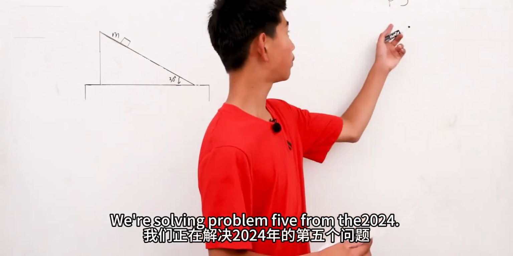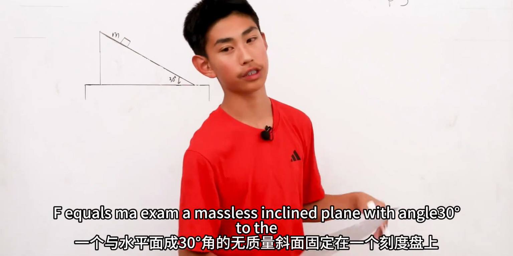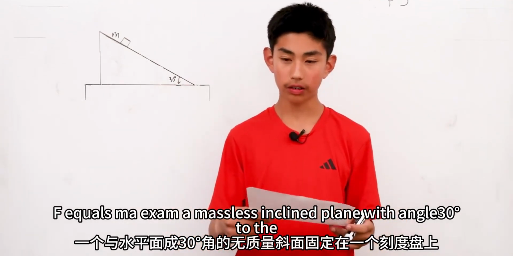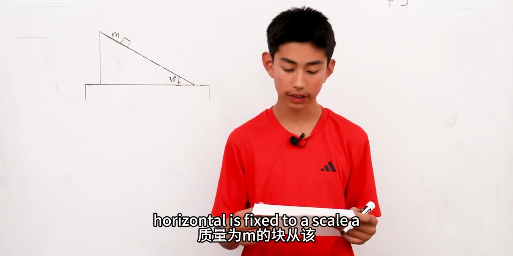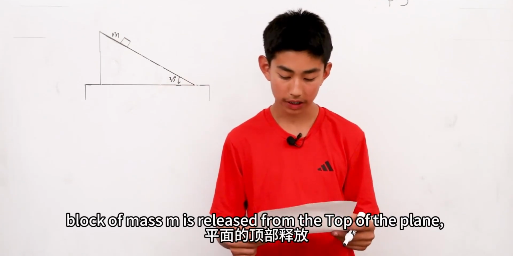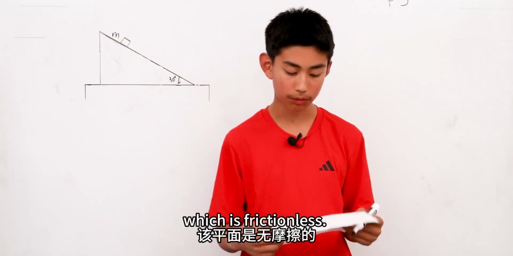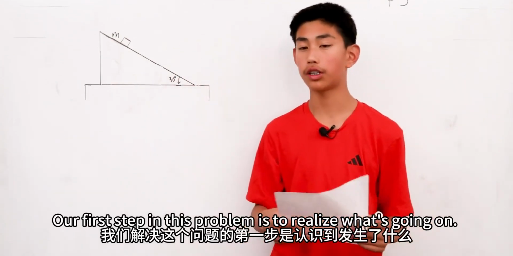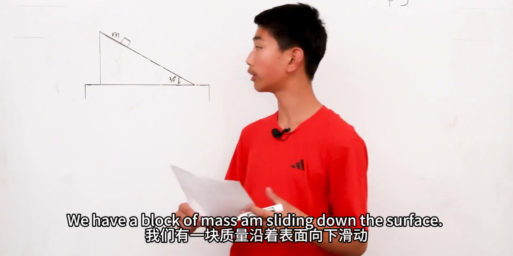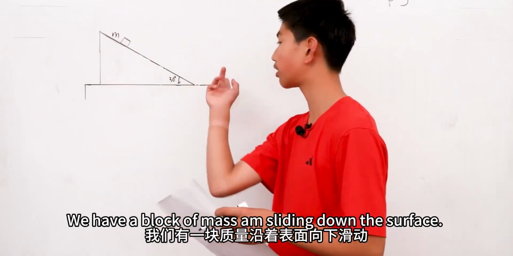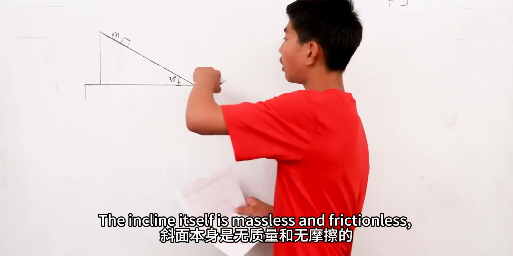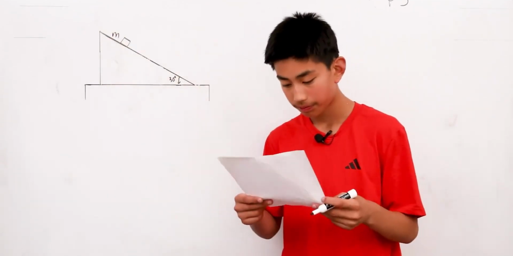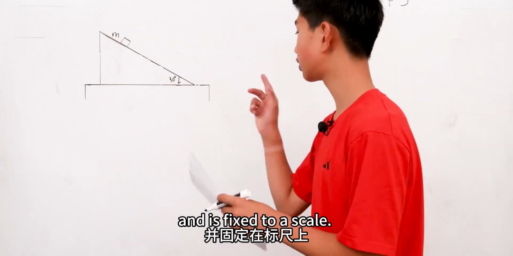We're solving problem 5 from the 2024 F equals MA exam. A massless inclined plane with angle 30 degrees to the horizontal is fixed to a scale. A block of mass m is released from the top of the plane, which is frictionless. So our first step in this problem is to realize what's going on. We have a block of mass m sliding down the surface. The incline itself is massless and frictionless and is fixed to a scale.